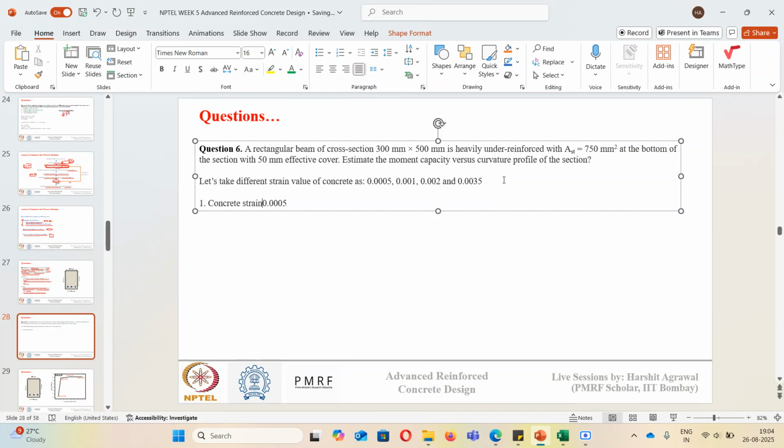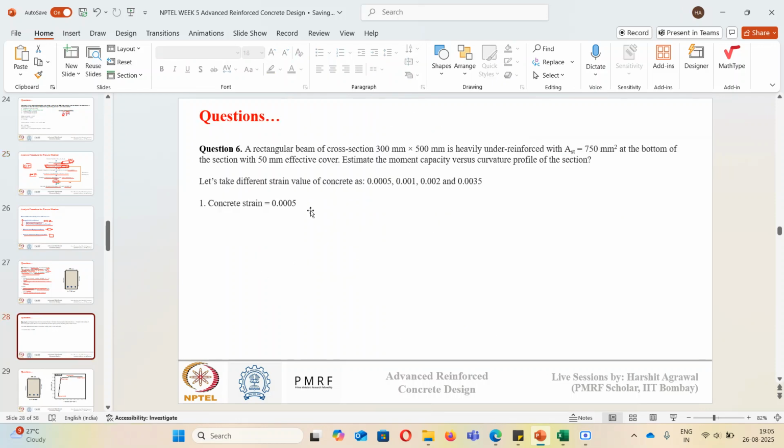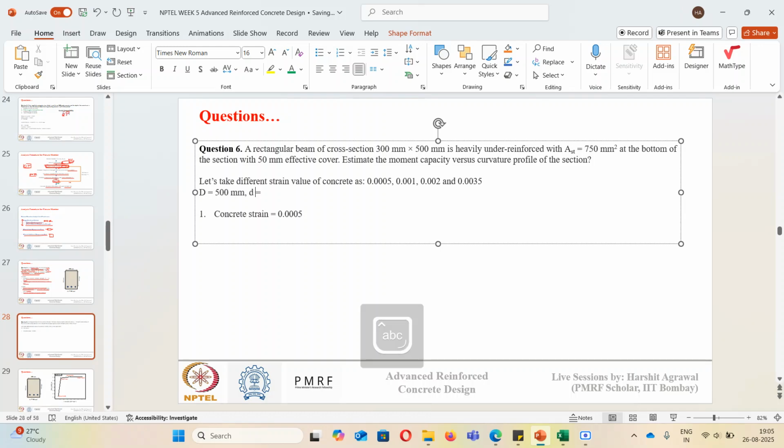You saw a couple of slides ago the procedure. The first step is to choose the strain value in concrete, so that we have done. Now we don't know what the strain in steel is, so for that I need to assume a depth of neutral axis. We have been given 500 as the capital D, the total depth of the section. The effective depth, small d, is nothing but the total depth minus the effective cover, which is given as 50 mm. So 500 minus 50 is 450 mm. So small d we got. And b we already know, the width of the member, is 300 mm.